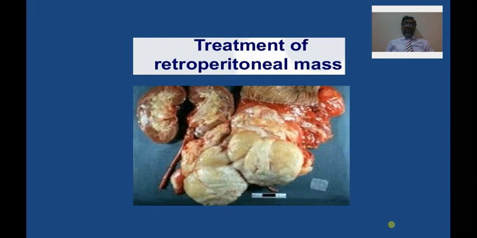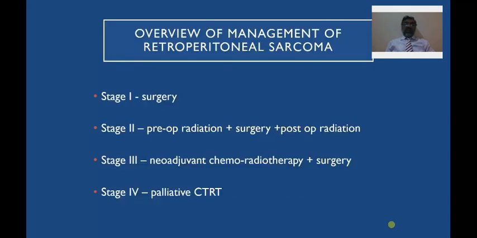What is the treatment of retroperitoneal mass? Surgery can be considered for stage 1 disease. For stage 2, pre-operative radiation with surgery as the second choice, again with post-op radiation. While for stage 3 disease, it is usually neoadjuvant chemoradiotherapy followed by debulking surgery, while stage 4 is not amenable to surgery. It requires only palliative chemotherapy or radiotherapy.